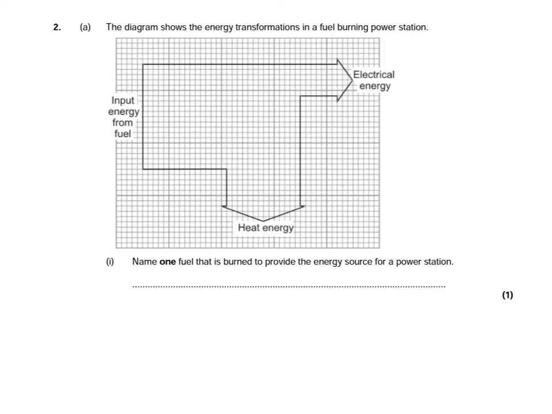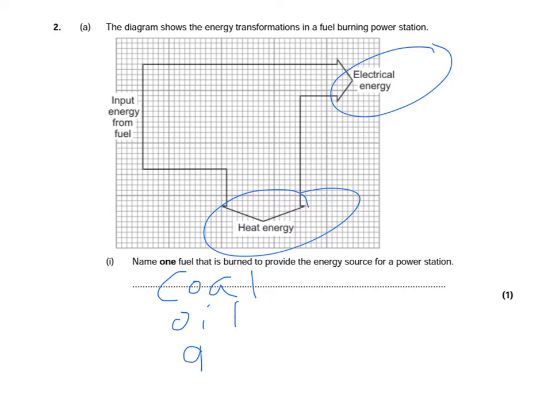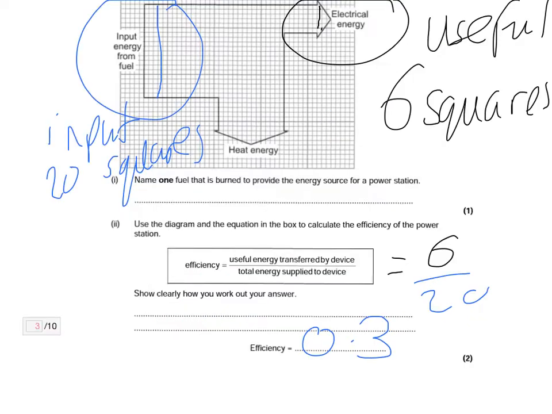In part A, you're given a Sankey diagram that shows the energy transformations in a fuel burning power station. You can see that it's giving out electrical energy and also heat energy. It says name one fuel that is burned to provide energy, the energy source for a power station. So basically you can have any of the fossil fuels, which are coal, oil or gas. You could also have biofuels, and any of the fuels on screen now will get you 1 mark. There's only a maximum of 1 mark, so you just need any one of those.